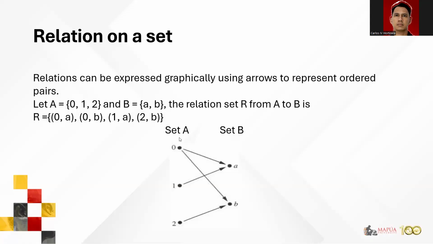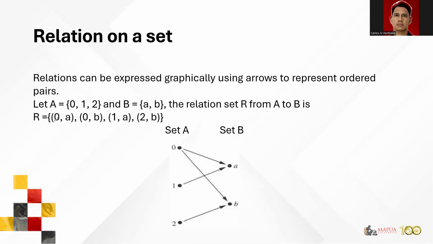Okay. So as you can see, all elements on my set A are denoted as nodes labeled 0, 1, and 2. All elements of set B are denoted as nodes on the single column, denoted as A and B, which are both represented as nodes or dots, no? And they have arrows pointing to them. So what do these arrows mean?